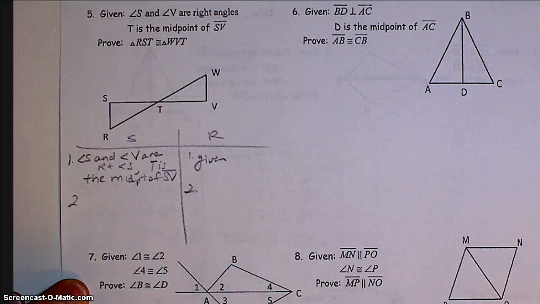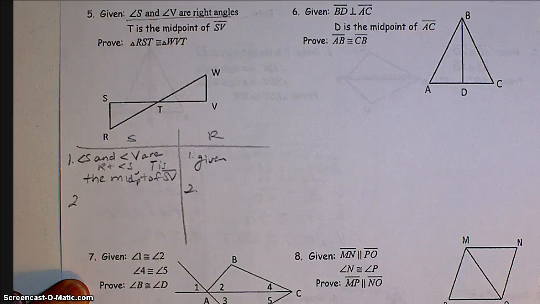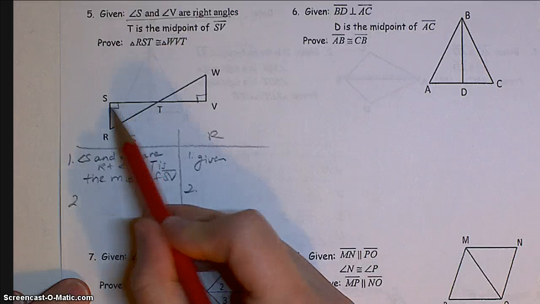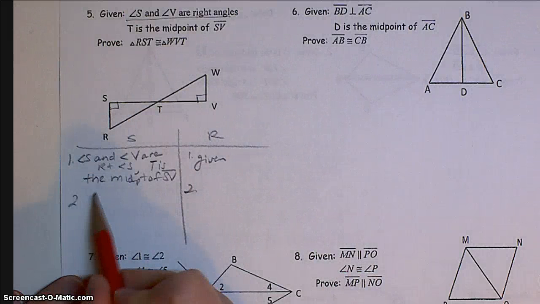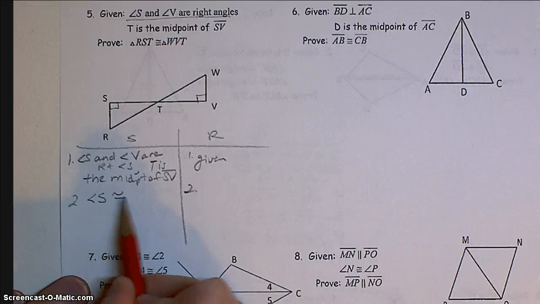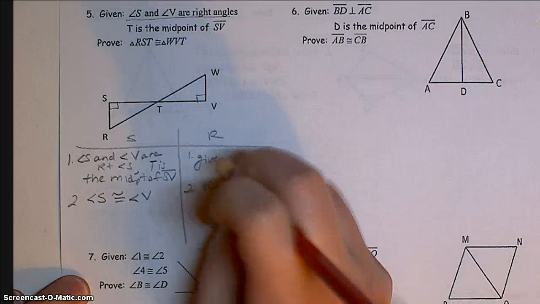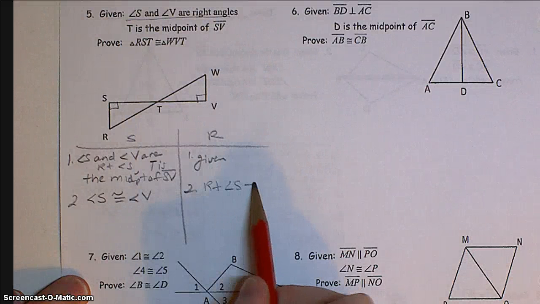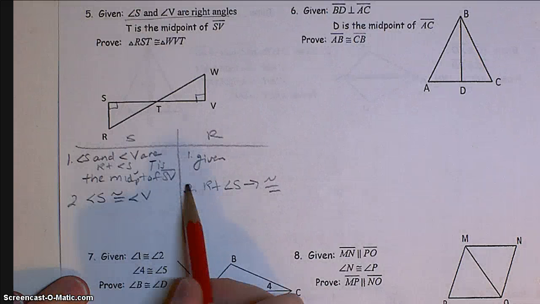Alright, number 5 has some new terminology. In the given, we've never seen this before. So angle S and angle V are right angles. We know what that means. Go ahead and put the little right angle marks. We still need to say that those angles are congruent. So I'm going to say angle S is congruent to angle V because all right angles are congruent. It's a little shorthand that you could use.